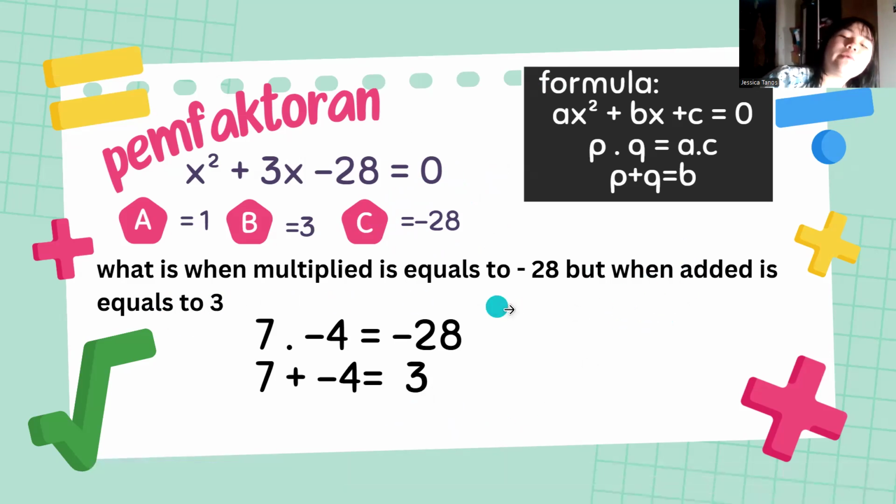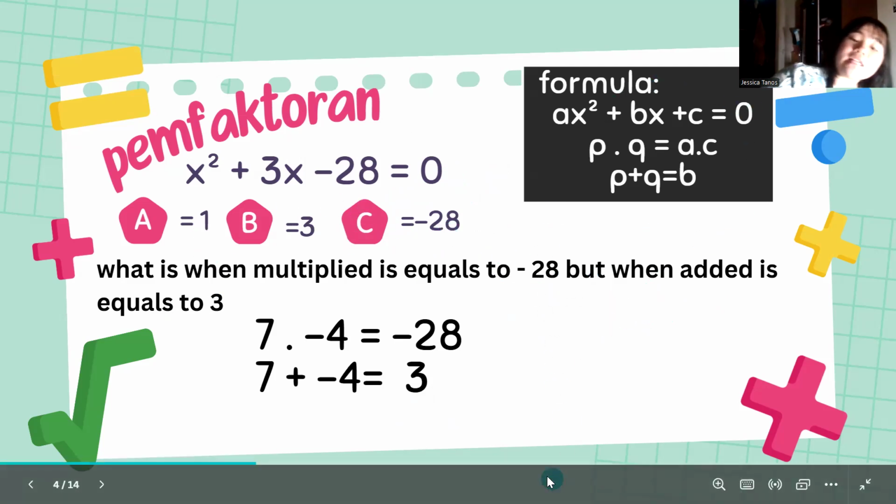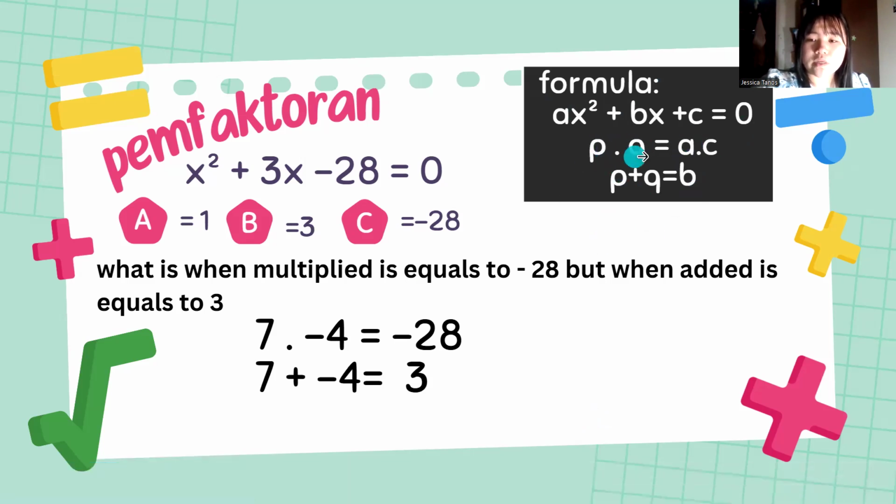Okay, so what is multiplied is equal to negative 28, but when added is equal to 3. So basically, as you might ask, where did you get negative 28 and 3? Well, it's actually from the formula here. As you can see, P times Q is equal to A times C, while P plus Q is equal to B.